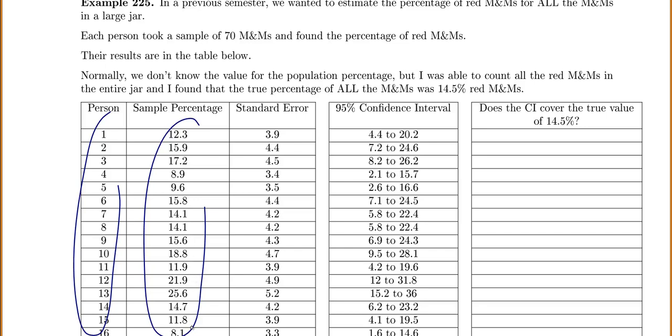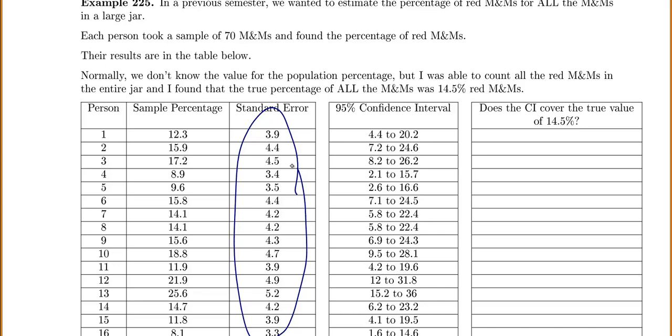So notice people are getting very different sample percentages. And then they all had to estimate their standard errors, and notice that even the standard errors are changing because they're based on the sample percentage, which was changing. Now after they found the standard error, they all found confidence intervals. So one person went from 4.4 to 20.2, this person's like 5.8 to 22.4, 15.2 to 36. So notice they're all getting different confidence intervals.